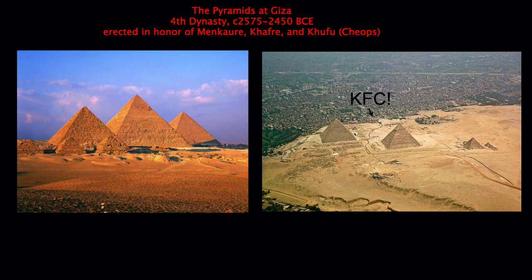Now, we always get the image on the left when we're looking at the pyramids, but I love the image on the right that shows how close the city comes to these. You can actually be sitting at the Kentucky Fried Chicken looking out the window at these pyramids. We think that they're just out there in the middle of nowhere, but they're very close to the city.